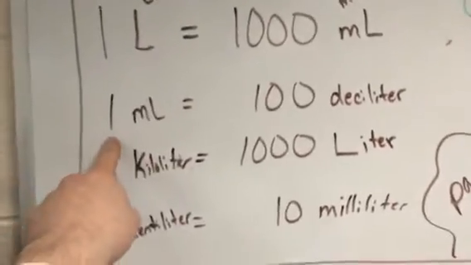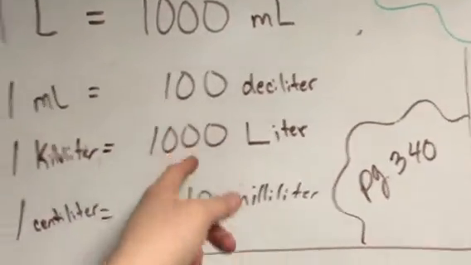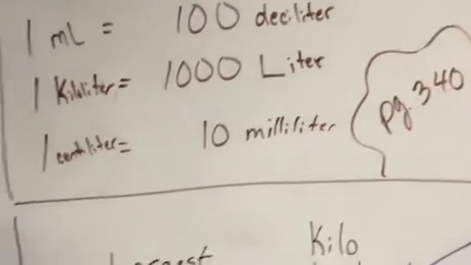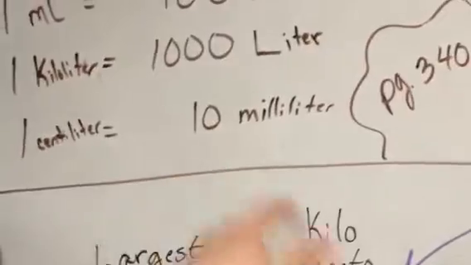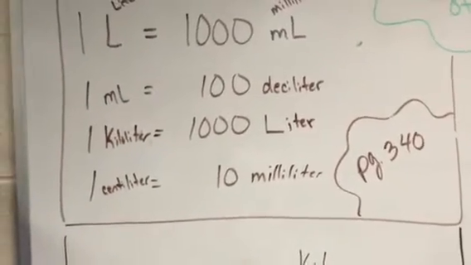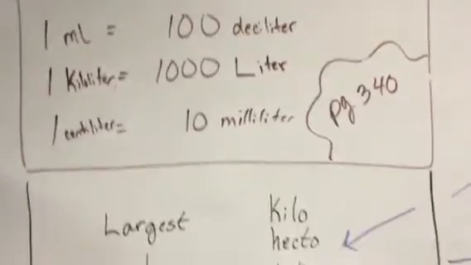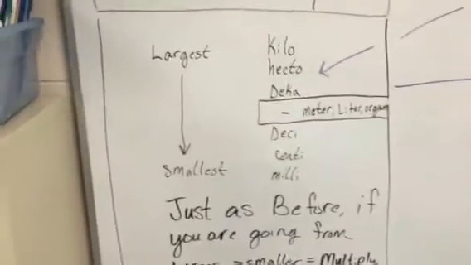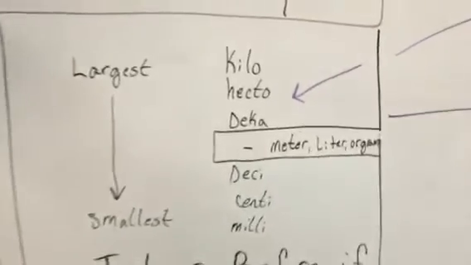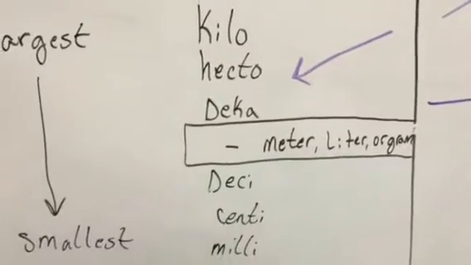So then we have 1 liter equals 10 deciliters, 1 kiloliter equals 1,000 liters, 1 centiliter equals 10 milliliters. All those are different things that we could figure out using the formula that we looked at yesterday. This part right here is really important, and I want to focus in on this part. This is what we're looking at.